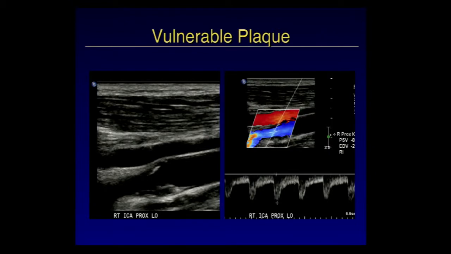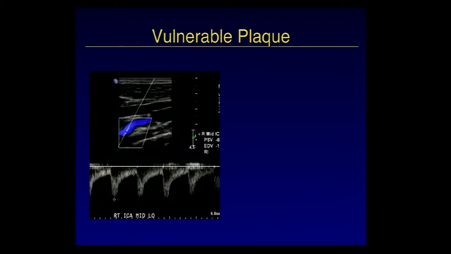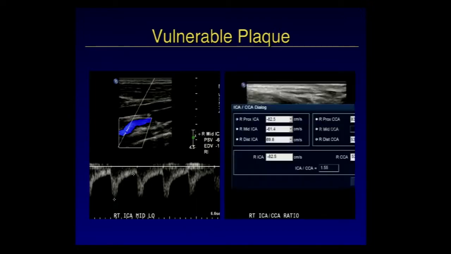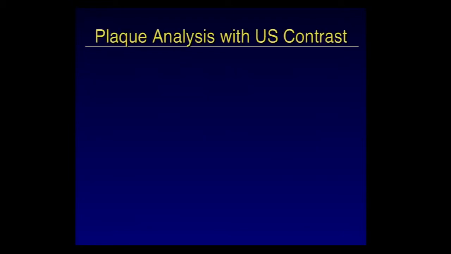And this is interesting because proximal, there's really not a peak systolic velocity elevation, and distal, there's not a peak systolic velocity elevation. So there's a nasty looking plaque there, but it's not hemodynamically significant, but it still could be causing TIA and stroke. And see, the ICA-CCA ratio is 1.6. So it doesn't always have to be stenotic to cause problems.